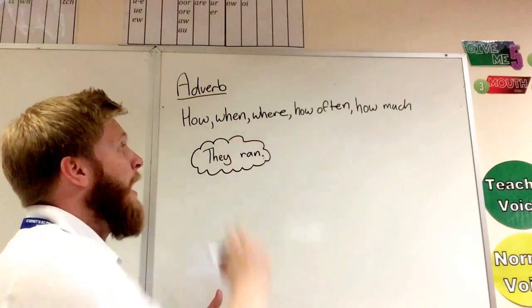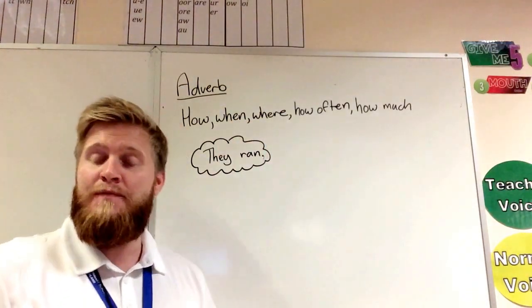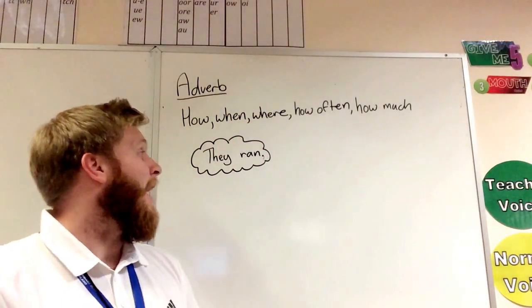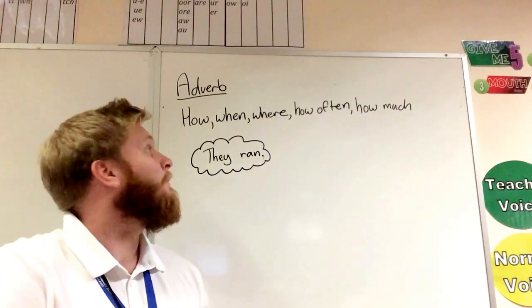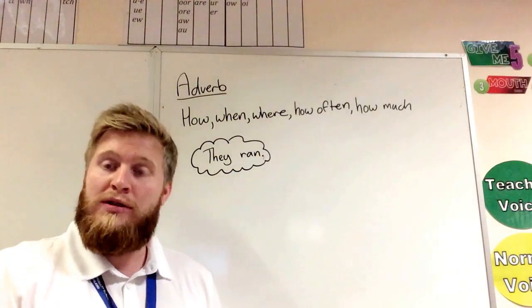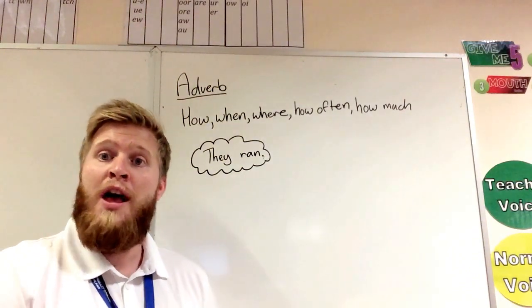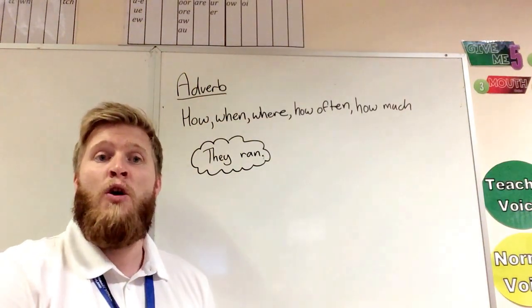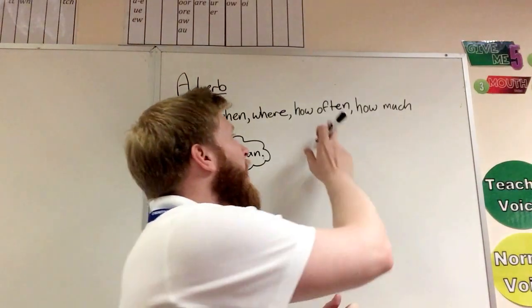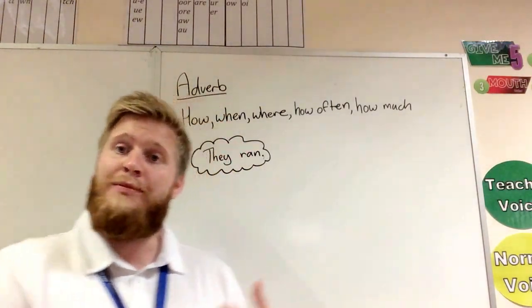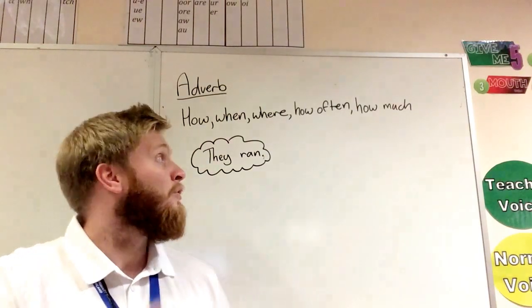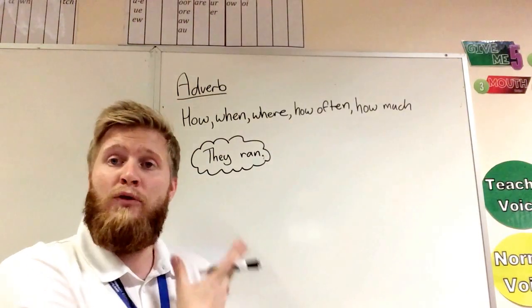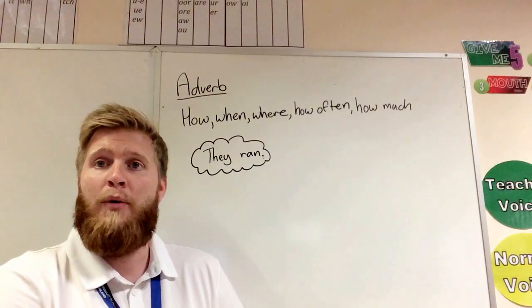Okay, let's have a look at when. We could have something like they ran yesterday, yesterday being the adverb. They ran today. Lots of different ways there to tell us when the verb's being done. Where, it could be they ran outside, they ran inside, and so on. Again, lots of different ways telling us where they ran. Okay, how often they ran. We could have something like they ran daily, they ran yearly, monthly. Those words let us know how often they're running, giving us more information about our verb.